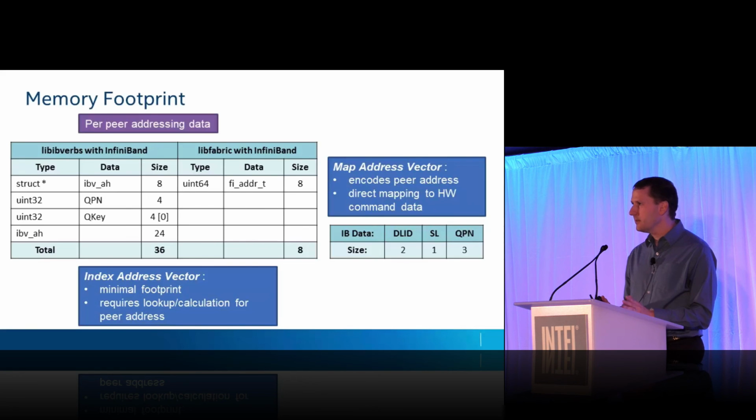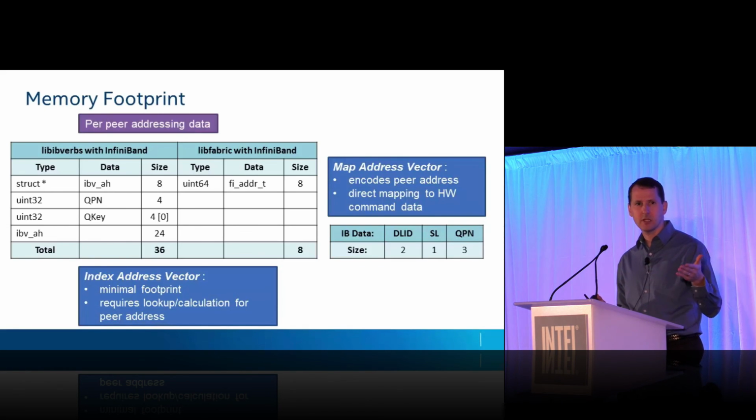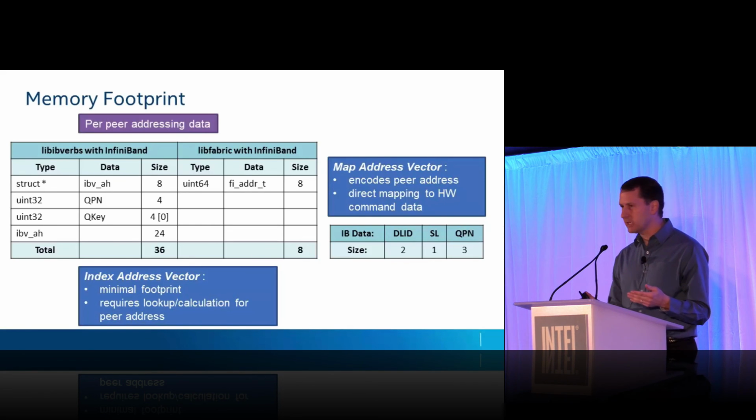In the index case, if the application is accessing a remote peer, they just do it by a simple index, 1, 2, 3. So for some applications, it works very well. They take an index from the application coming in, they pass the index straight down. And what that allows is a very small footprint to address millions of remote peers. The cost of that is the index you're given may require a lookup in the provider, a lookup into an array or some sort of calculation.